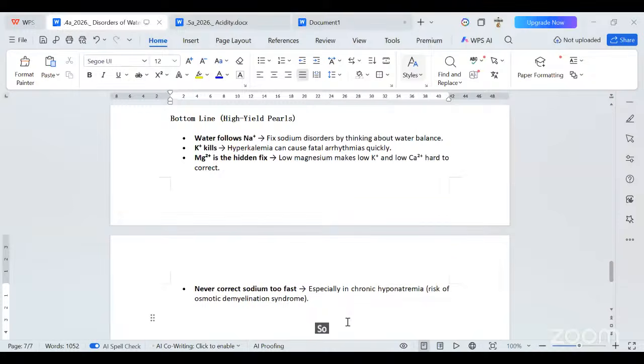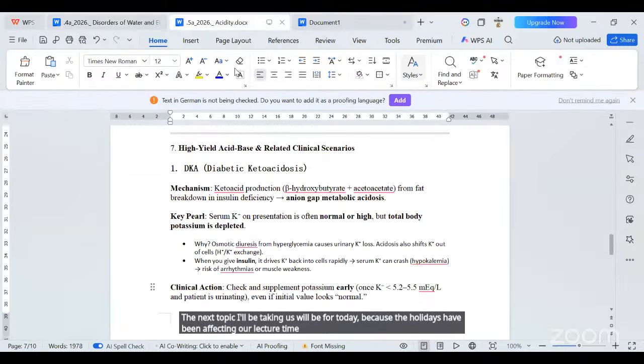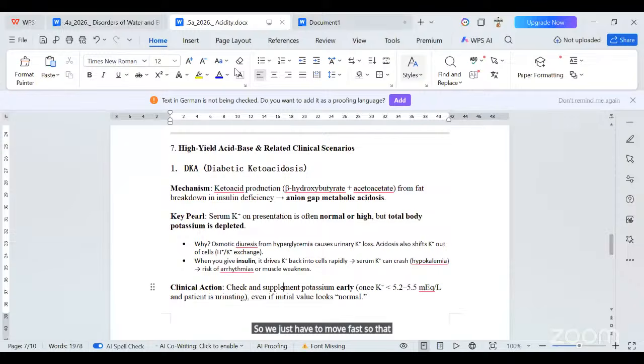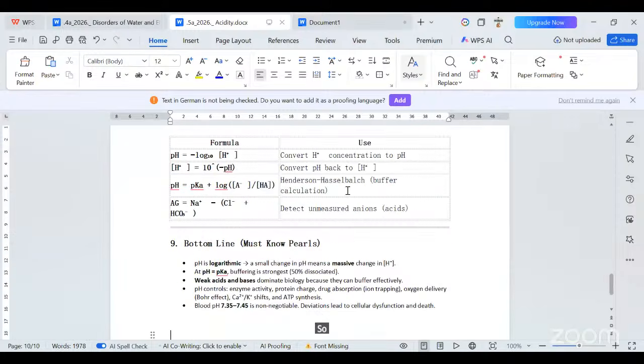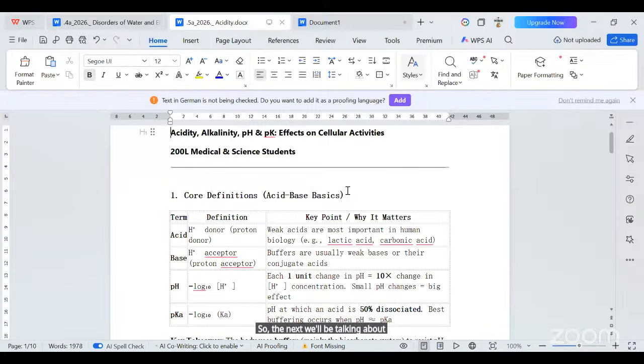So this is where I will stop for disorders of water imbalance. And the next topic I'll be taking us will be for today, because the holidays have been affecting our lecture time. And so we just have to move fast so that the other lecturer can come and teach his part. So the next we'll be talking about today: acidity, alkalinity, pH, and pKa, looking at the effects on cellular activities.